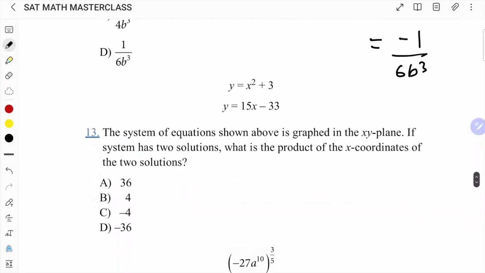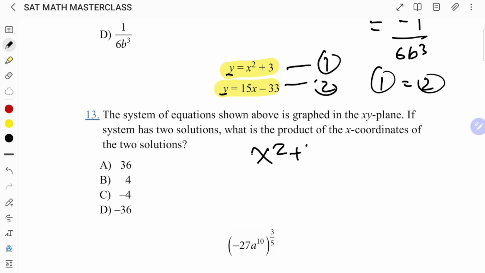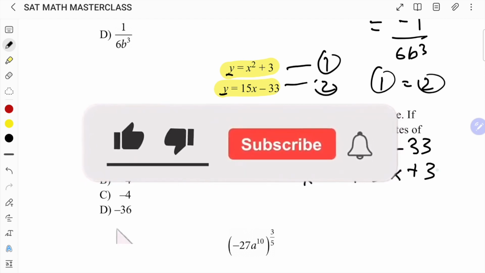Alright, let's move on to the next question. In this question, they've given us a system of equations, y equals x squared plus 3 and y equals 15x minus 33. Now the question says, if the system of equations shown above is graphed in the xy plane, and the system has two solutions, what is the product of the x coordinates of the two solutions? So here equation 1 and equation 2. Since both are equal to y, equation 1 equals equation 2. So x squared plus 3 equals 15x minus 33. So we get x squared minus 15x plus 36.